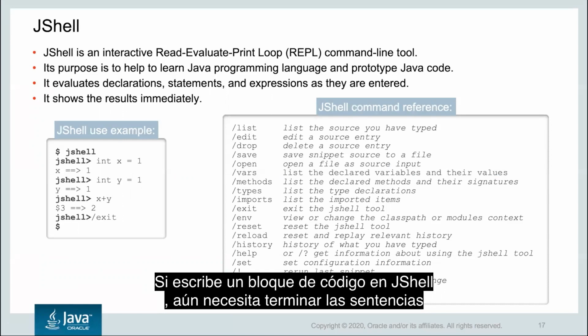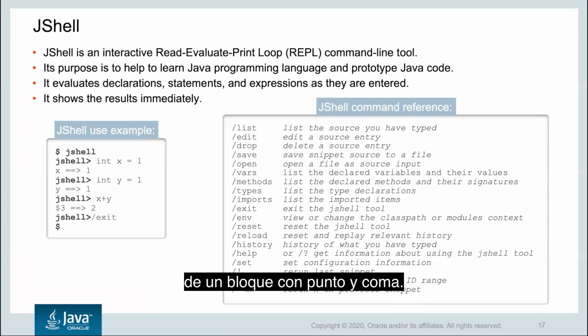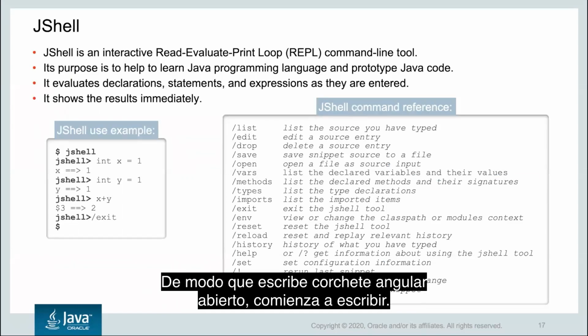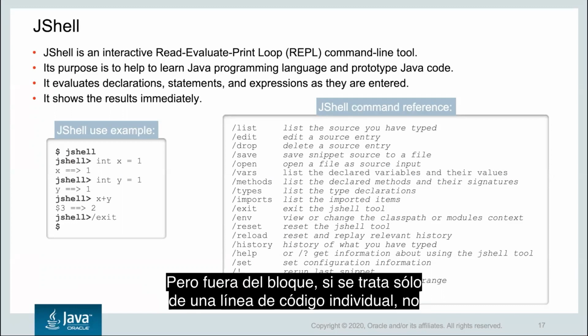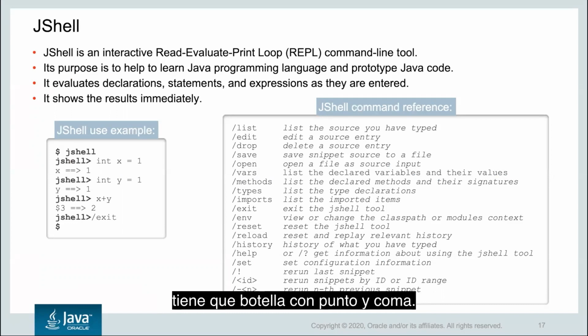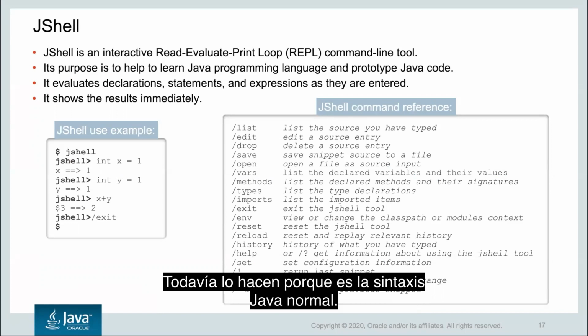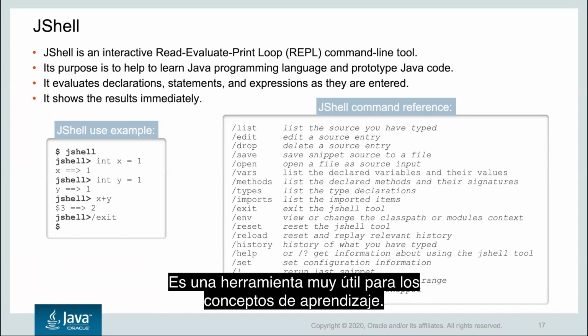Well, if you're writing a block of code in JShell, you still need to terminate statements inside the block with semicolons. So inside the block, you have to put semicolons after statements. But outside of the block, if it's just an individual line of code, I usually still do it because that's normal Java syntax. But if you just want to try something, it's a great tool for learning.